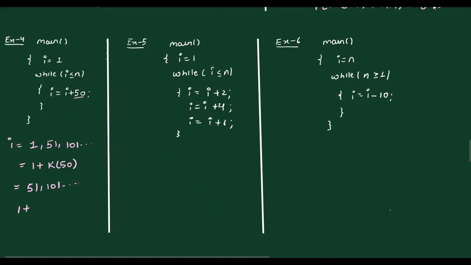If you put k equals 2, you will get 101, and so on. And we will break this condition when 1 plus 50k becomes equal to n or greater than n, that is, 50k becomes greater than n minus 1. So this n minus 1 asymptotically we can write as n only, and k can be written as n by 50. So the time complexity is big O of n by 50, where 50 has no meaning, so this is again big O of n.